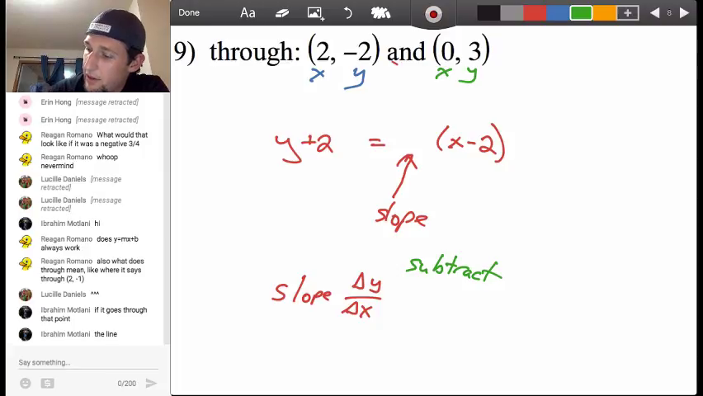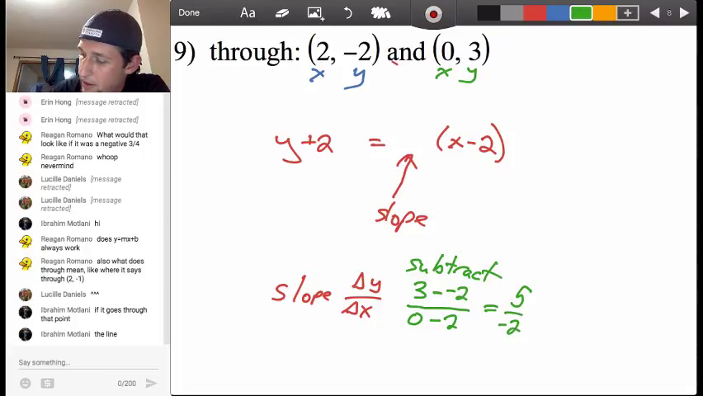So my y values are 3, and I'm going to subtract -2. My x values are 0 and +2, so I'm going to do 0 minus +2. When I do that subtraction, I get 5 over -2. Or I could write -5 halves. And I just put that right up here.